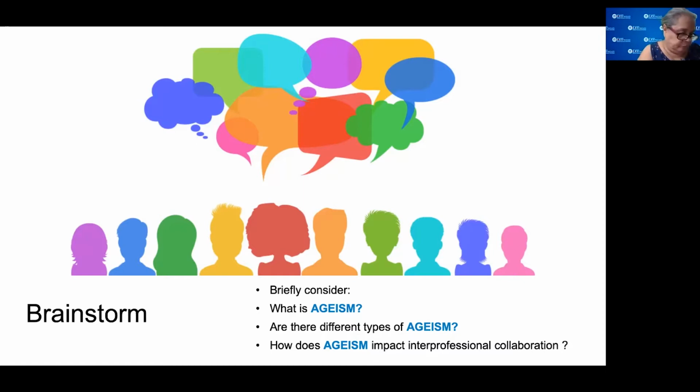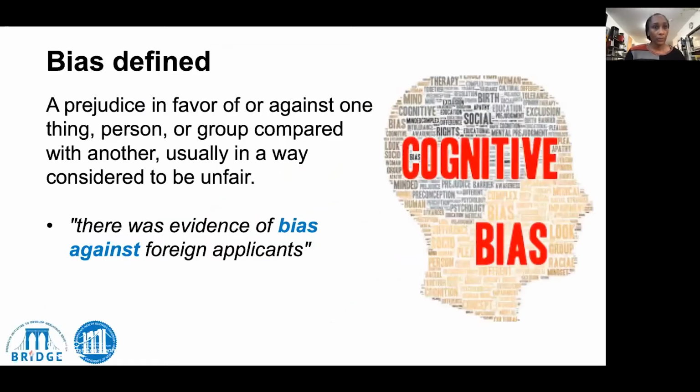So I want you to think about the last point in terms of how ageism impacts interprofessional collaboration, because this is very important. When being part of a team, there are lots of different roles, and also within the team, there might be ageism. I want you to think about that. We'll talk a little bit more.